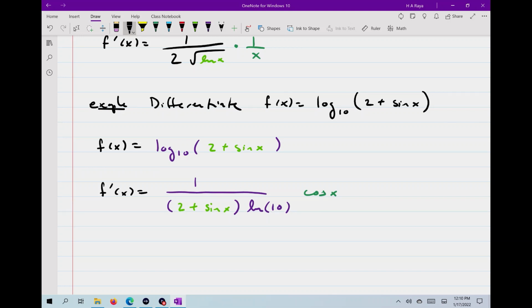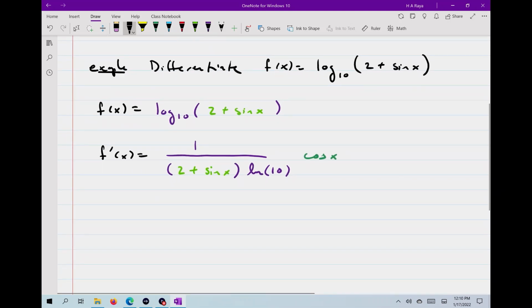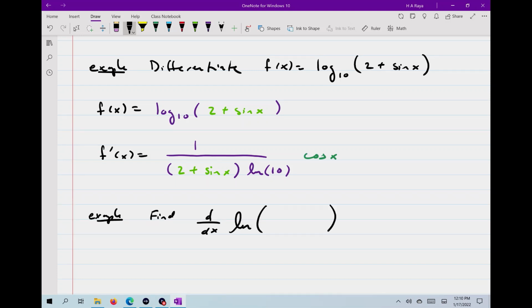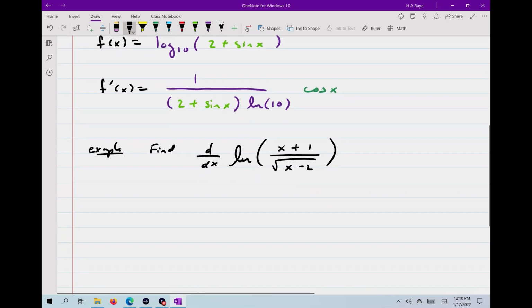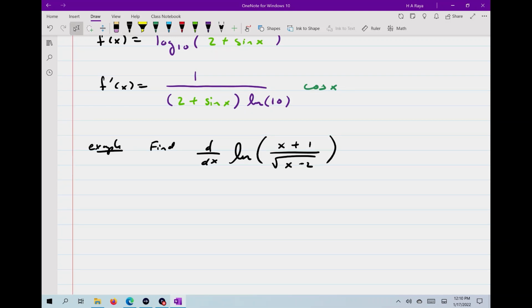So the next one's a little bit busier. The next one asks us to find the derivative of the natural log of the quotient x plus 1 over the square root of x minus 2. So here we'll be using the chain rule and also the quotient rule.